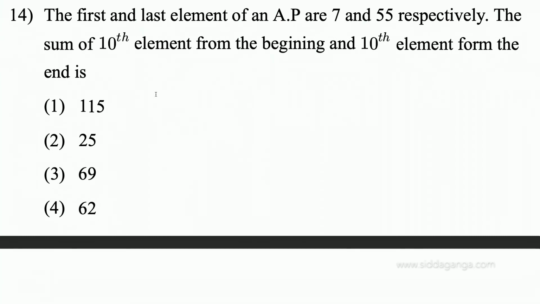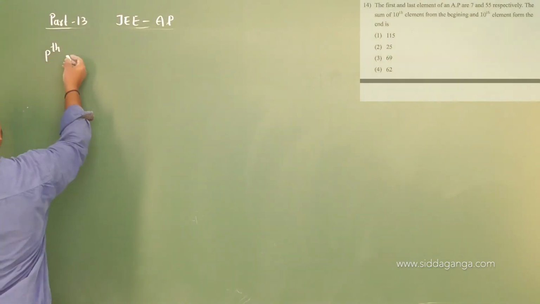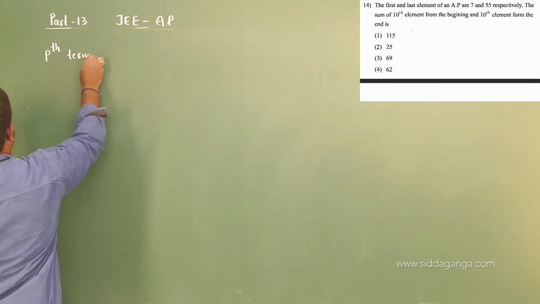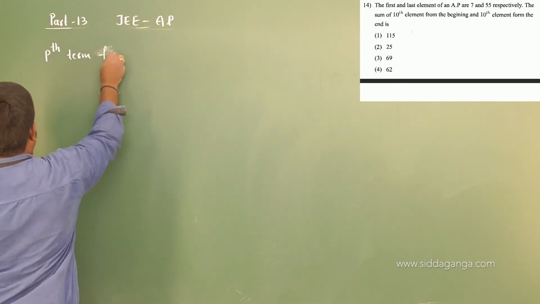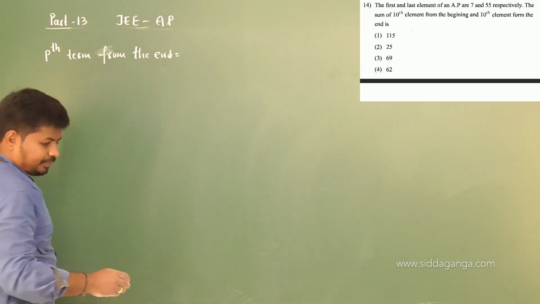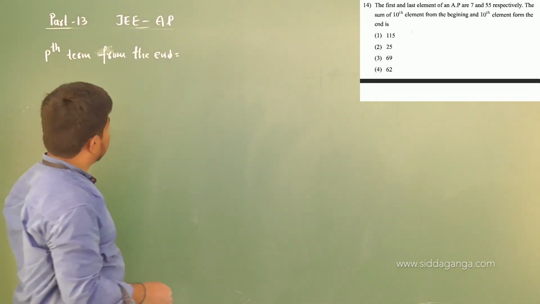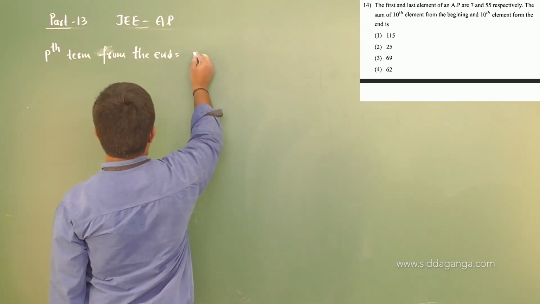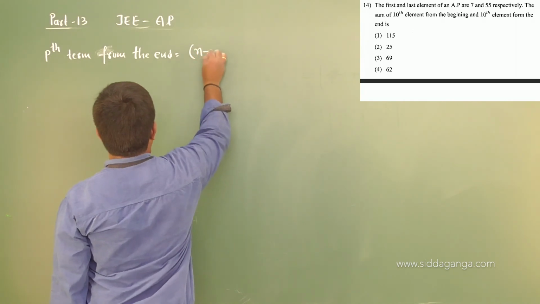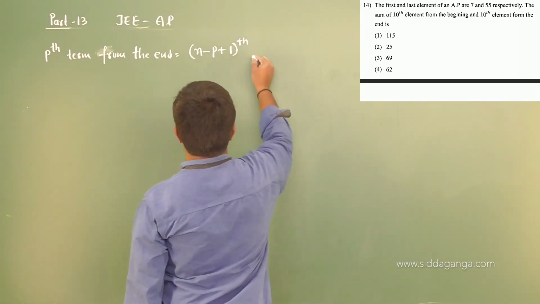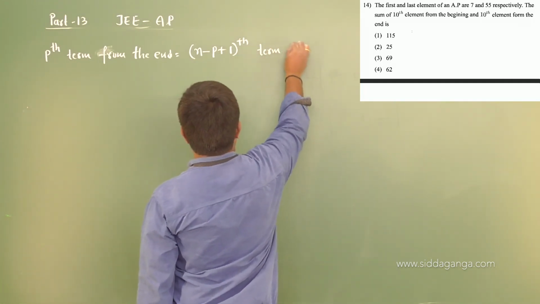So, okay, here we have a relation, students. The pth term from the end, p meaning whatever, it may be 5th or 7th or 8th, of an AP sequence is always equal to the n minus p plus 1th term from the beginning.